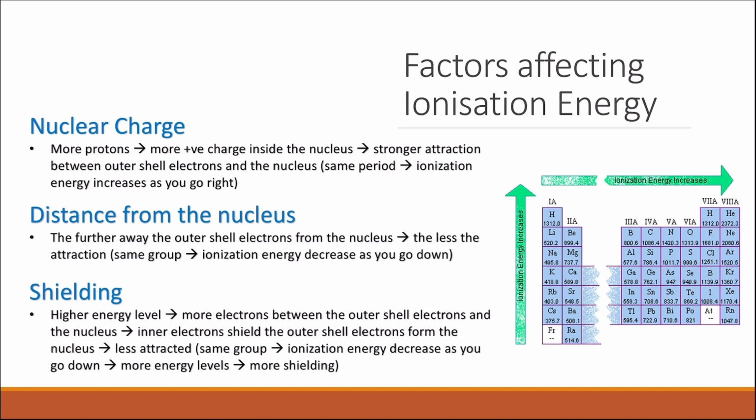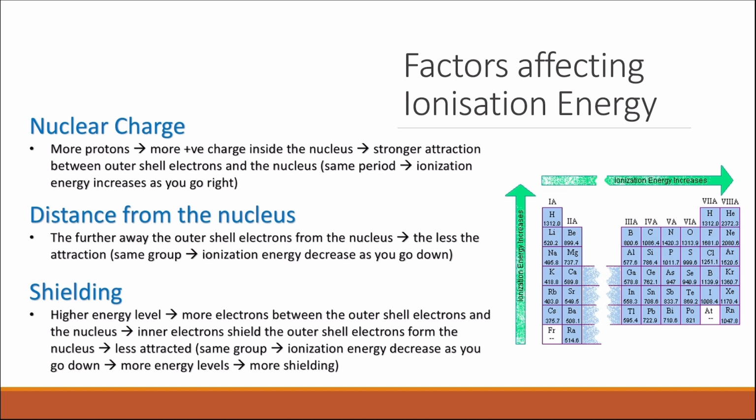And then we have the distance from the nucleus. As you go down a group, you're going to see that the distance from the nucleus increases. This is because there are more electron shells now. So even though the nuclear charge increases, the outer shell electrons become further away from the nucleus. As the distance from the nucleus increases, the outer shell electrons will be less attracted to the nucleus, and less energy will be needed to remove the electrons.